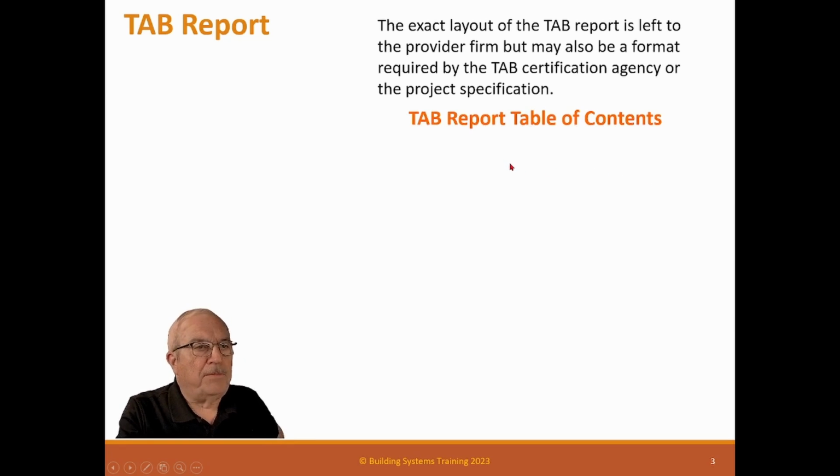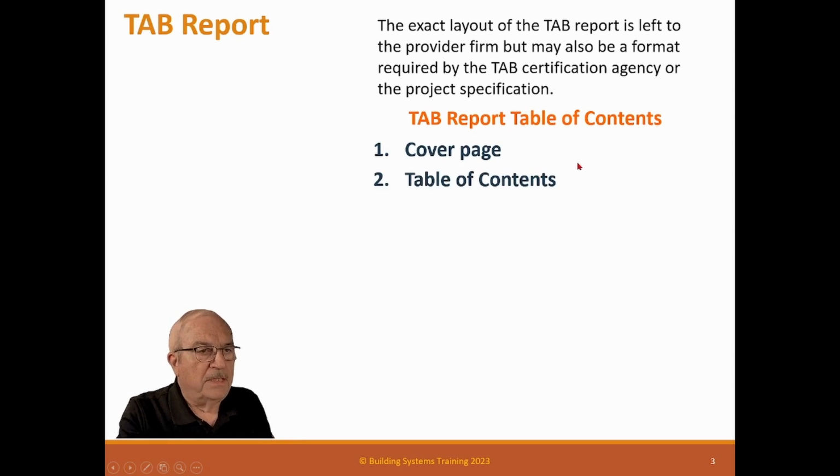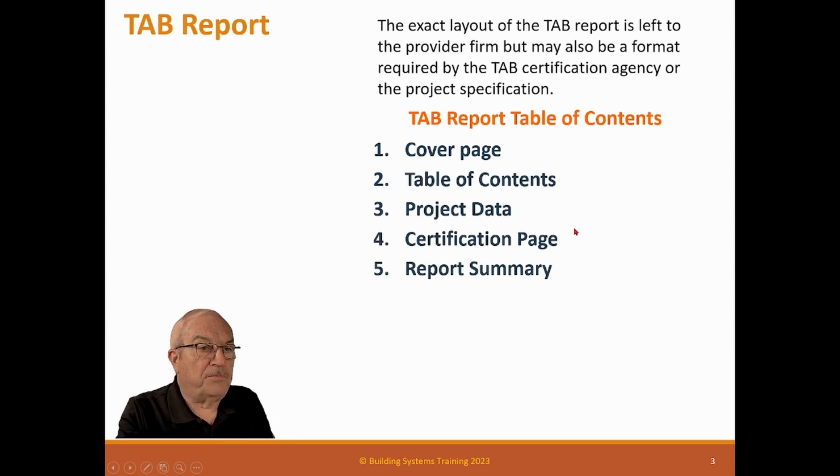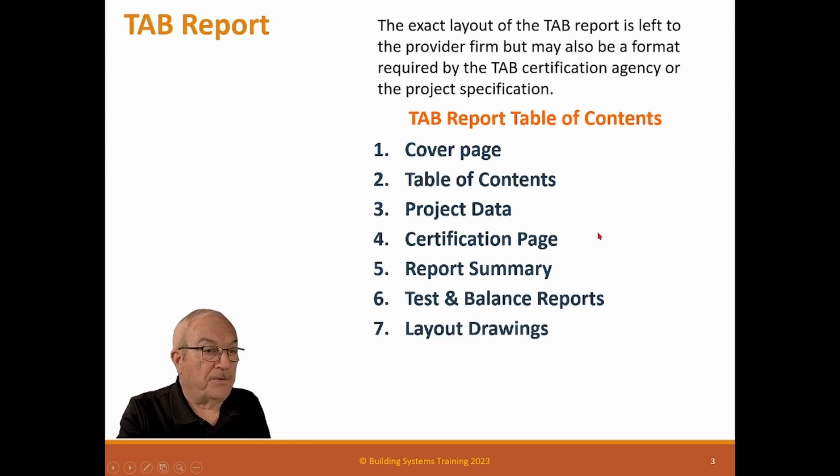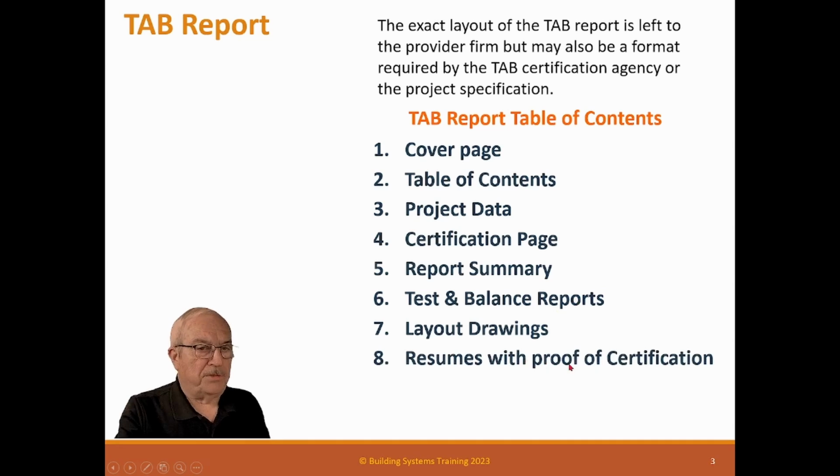TAB report table of contents. Any report of any size needs to have a table of contents. It should be a cover page, table of contents, project data, certification page, report summary, which is an executive summary, all those forms of test and balance you've done in the field, layout drawings that correspond with these test and balance reports, and resumes and proof of certification. So all of that should be in your report.